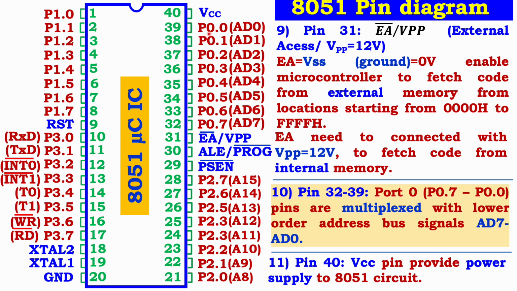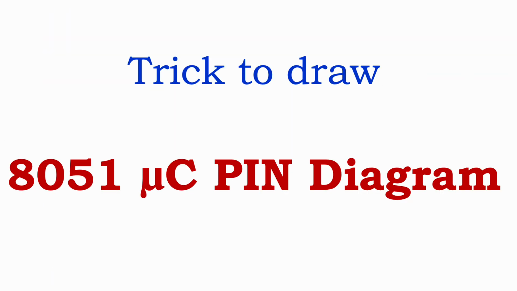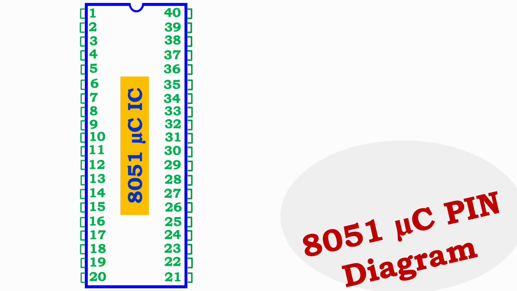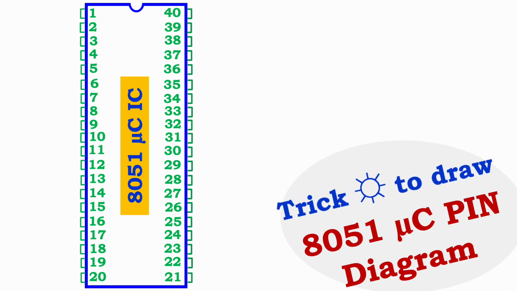Now the last one. For the entire operation we want to provide the supply. The supply is provided by VCC, the last pin, pin 40. So this is the entire microcontroller 8051 integrated circuit pin diagram. So let us think about how students can draw all these 40 pins. I am providing this for students to learn very quickly and understand how to draw all 40 pins of the 8051. I will give the trick to draw all the pins.